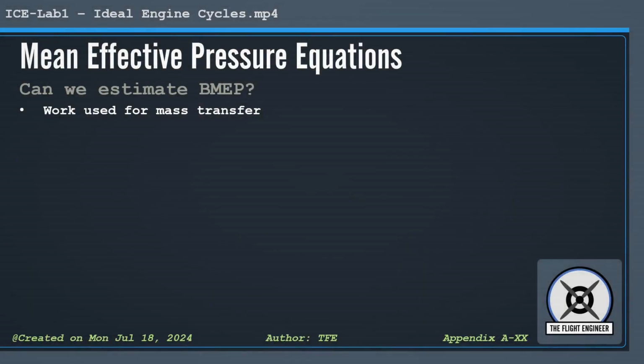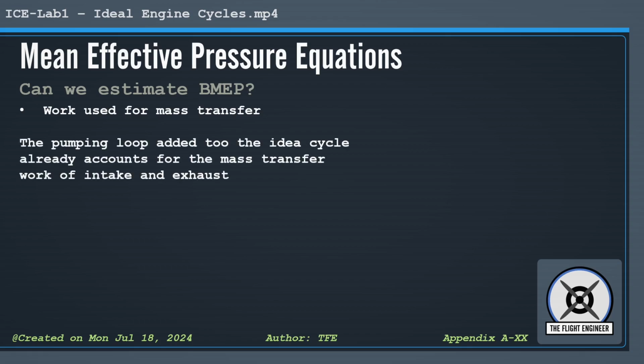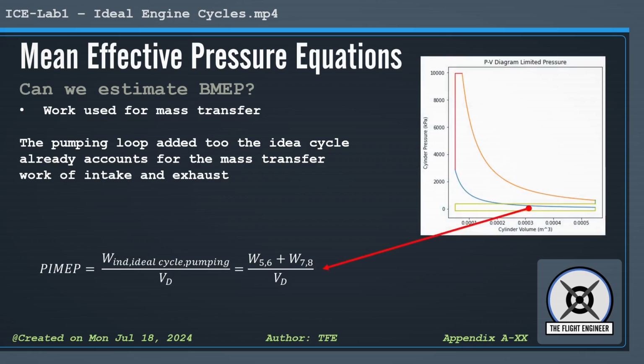Moving down the list, next we have to account for the mass transfer work, and we've already got this. This is the pumping loop that we added earlier. As we already discussed, pumping mean effective pressure is the quantity used to track this. In the code basis, this is work from 5 to 6 and work from 7 to 8 divided by the entire volume displaced. So that'll just be the pumping loop on the PV diagram, as we said before.